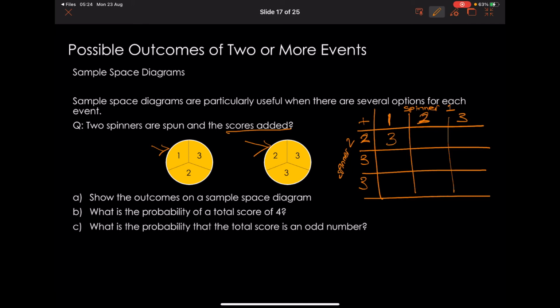If we've got a 2 on the first spinner and a 2 on the second spinner, it would give us a 4. And then if we've got 3 on the first spinner and 2 on the second, it would give us a 5. So then what you would do is you just go through and complete the table. Okay? And then you've got a bunch of questions. So why don't you pause the video, have a go at completing the table and answering the questions, and then press play and I'll go through it.